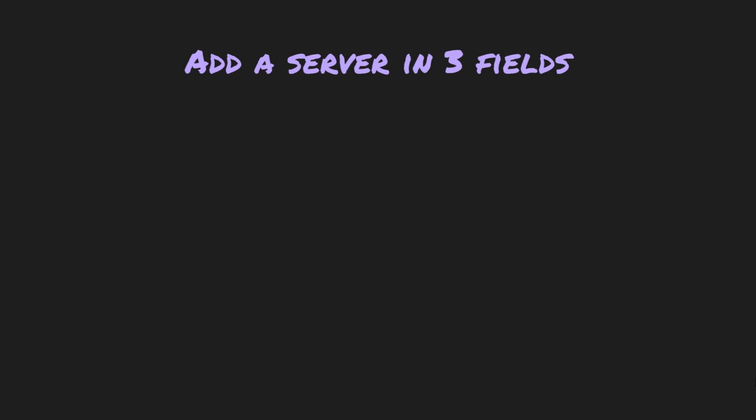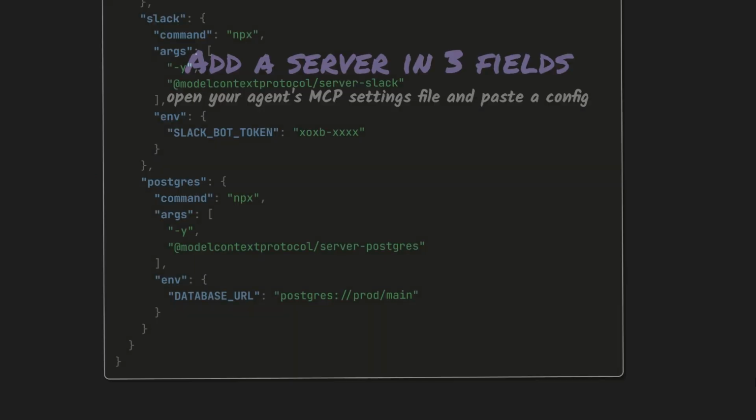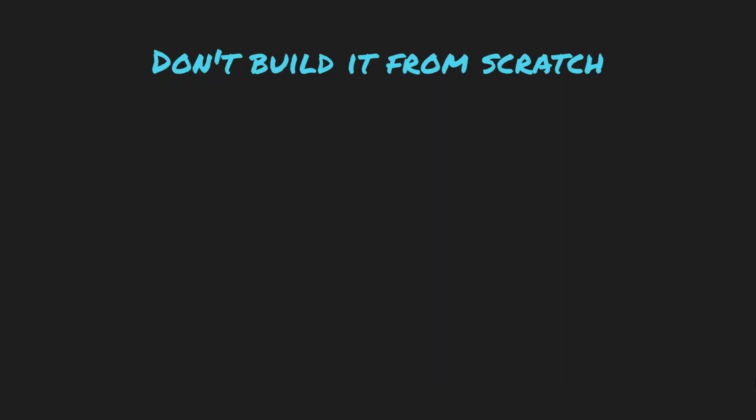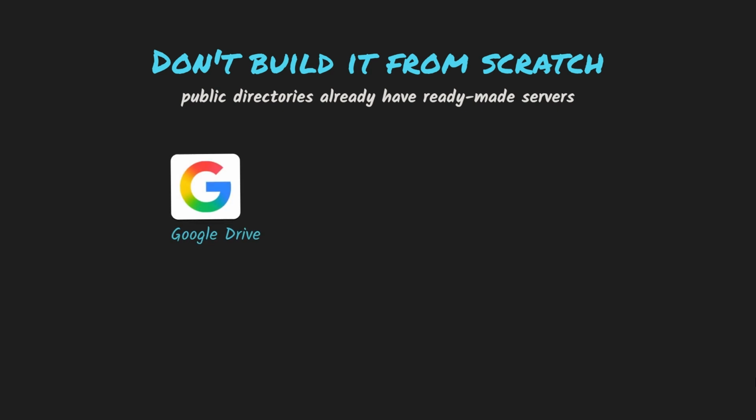The fastest way to try this yourself is to open whatever agent tool you're using, whether that's Claude, Cursor, or something similar, and look for an MCP settings file. You add the name of the server, the command to run it, and any connection details it needs, like an API key or a database string. Once that's saved, the new tool shows up as available inside your chat, and you can just ask for what you need in plain language.